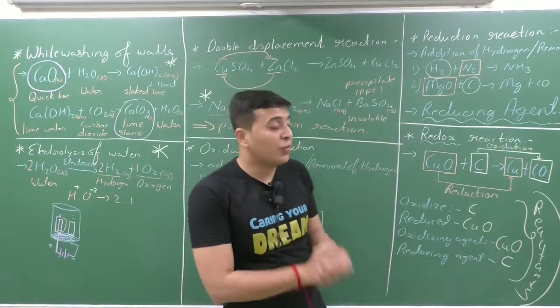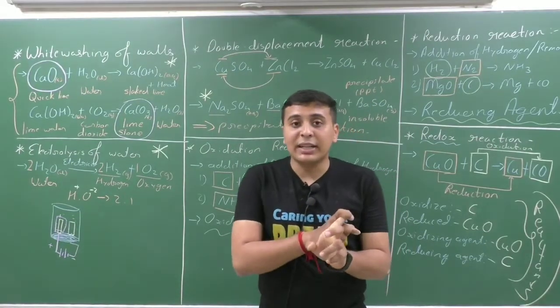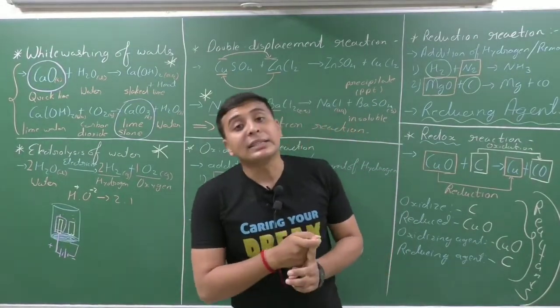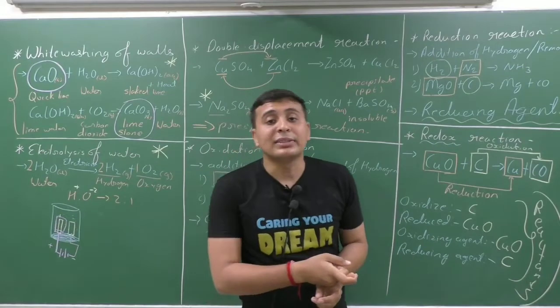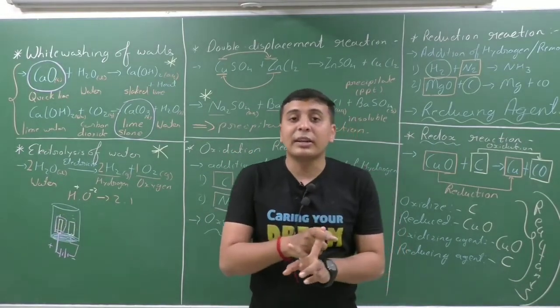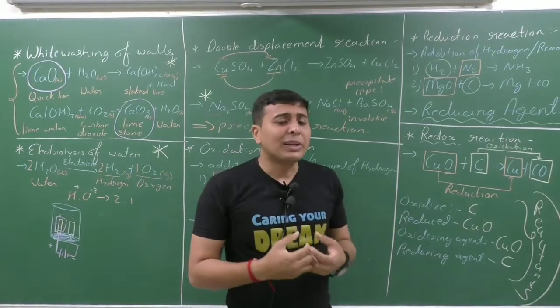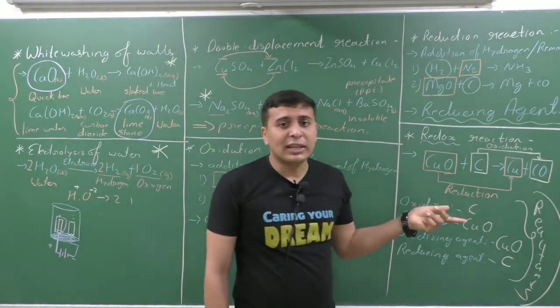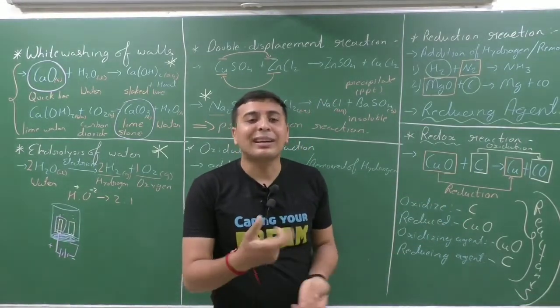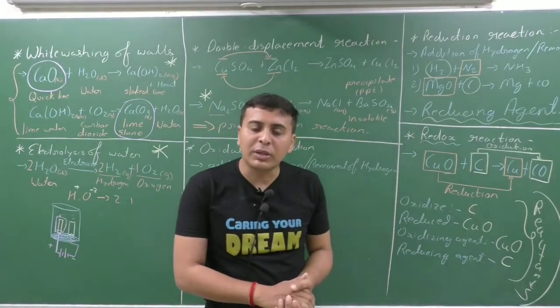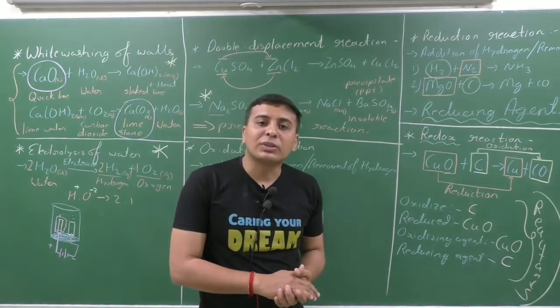Now again your homework. Write each and every example given in your NCERT textbook. Write each and every activity and try to explain the activity. They are quite simple activities: when copper reacts with oxygen, a black colored powder of copper oxide is formed.